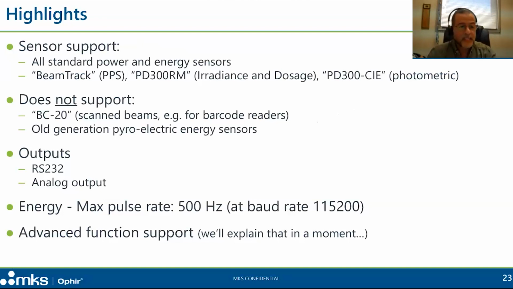Its outputs are obviously RS-232, and we mentioned the analog output. If you're measuring energy per pulse, it can measure every pulse at up to 500 hertz, nowhere near the 25 kilohertz of the Pulsar, but okay. And it has support for all the advanced functions. In a moment, I'm going to give a quick rundown of what those are.